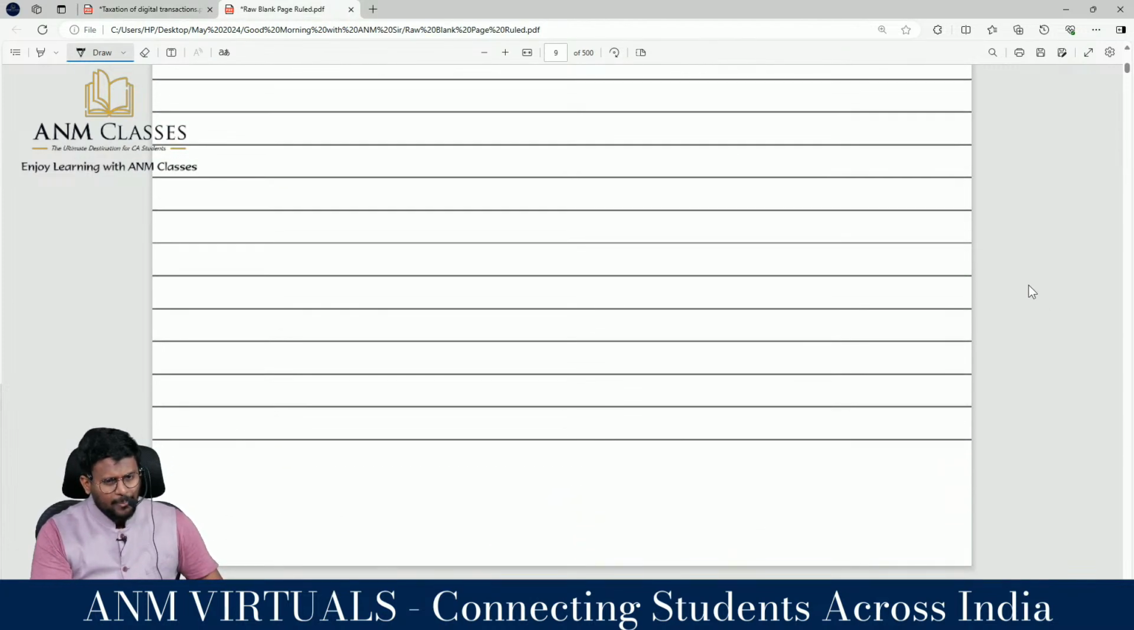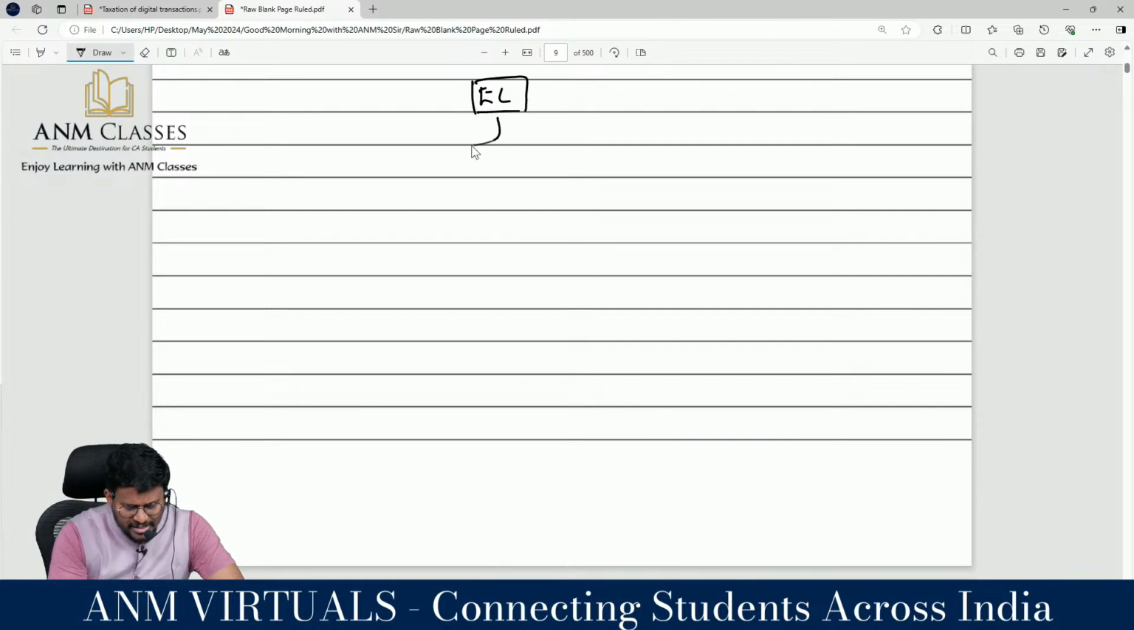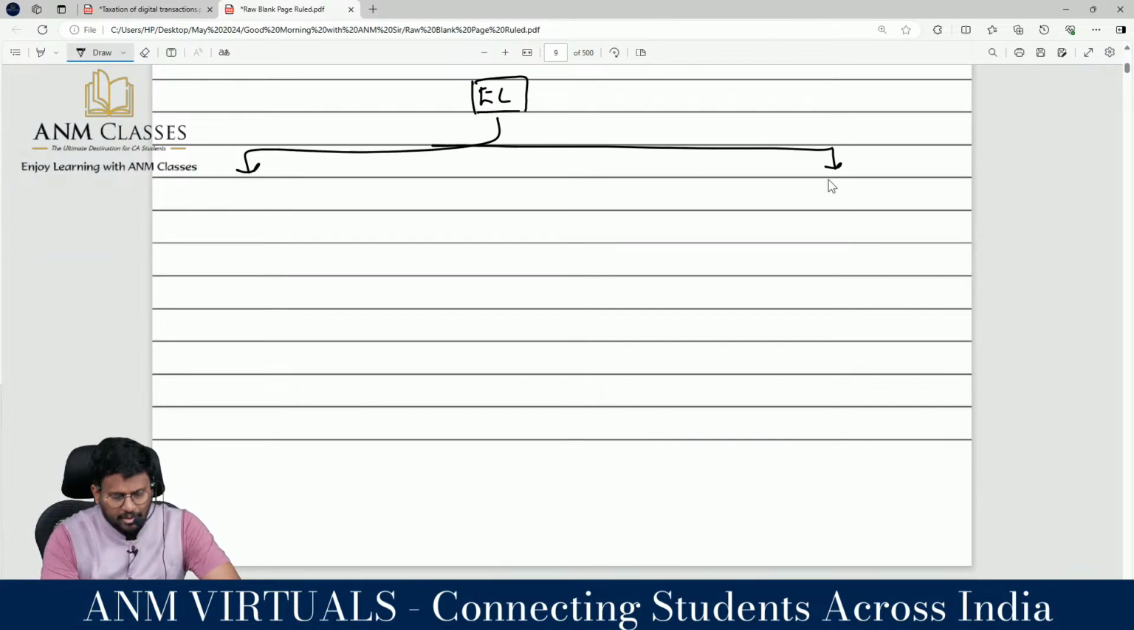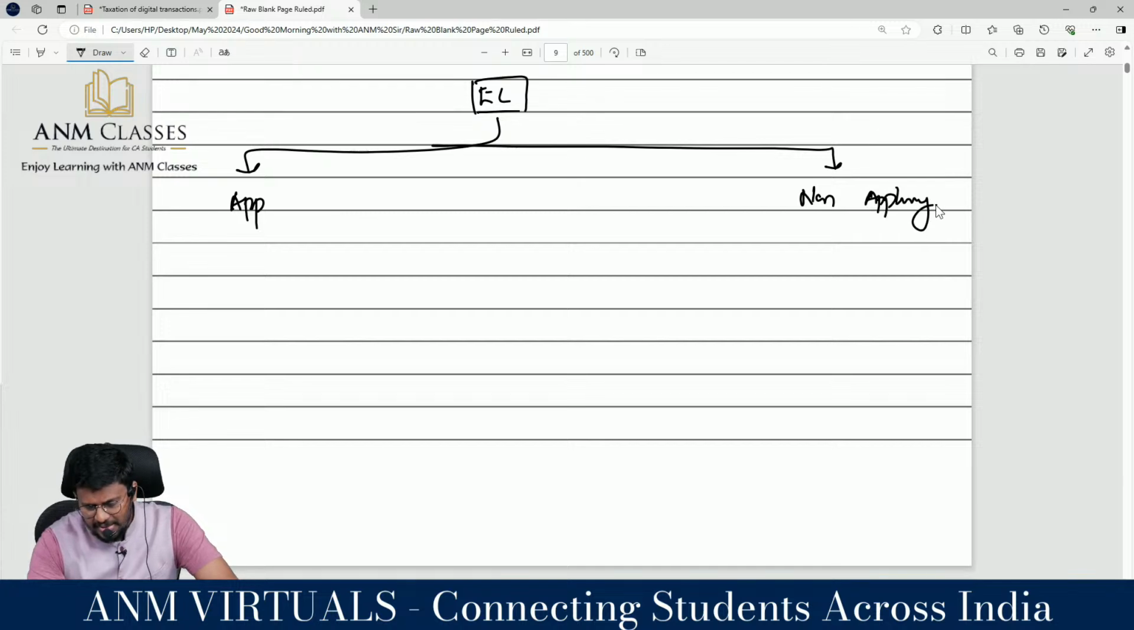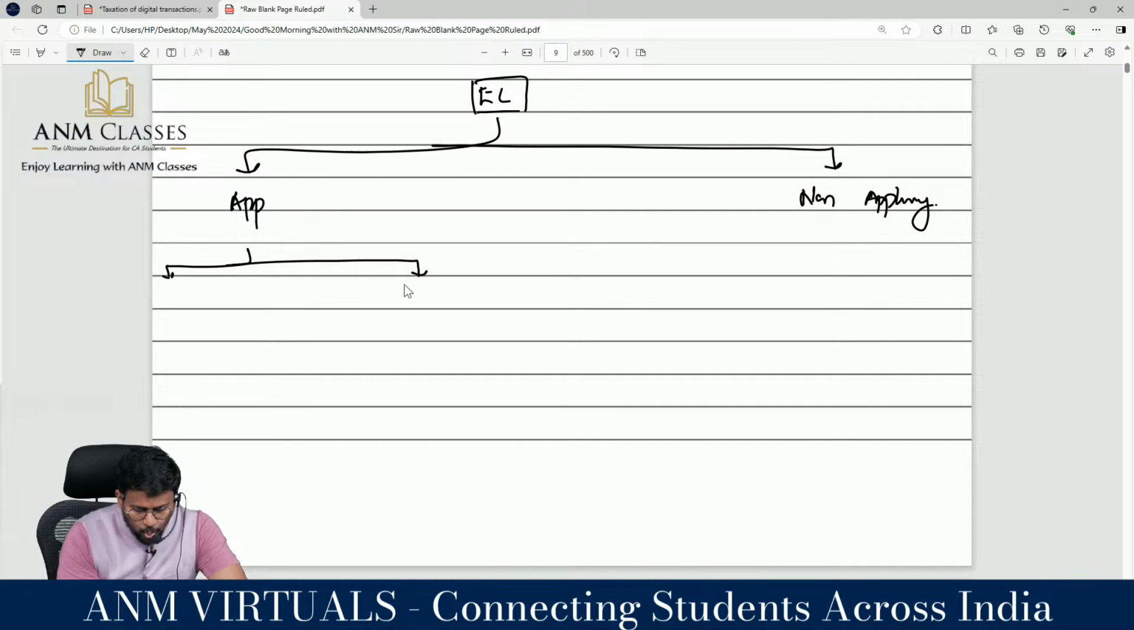So, I'll be writing the equalization levy like this. The equalization levy topic is classified into 2 categories. Number 1, applicability and non-applicability. Applicability means for what all we should deduct equalization levy. That can be classified into 2 categories, which is section 165 and section 165A.